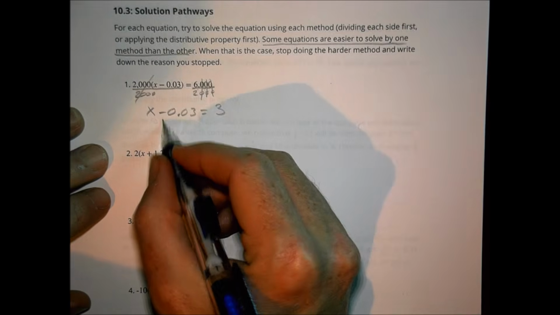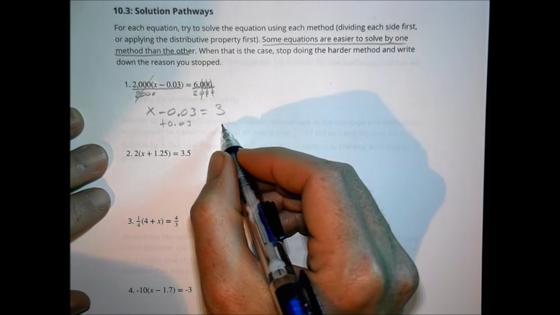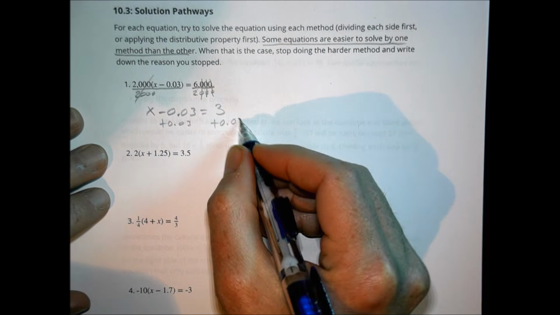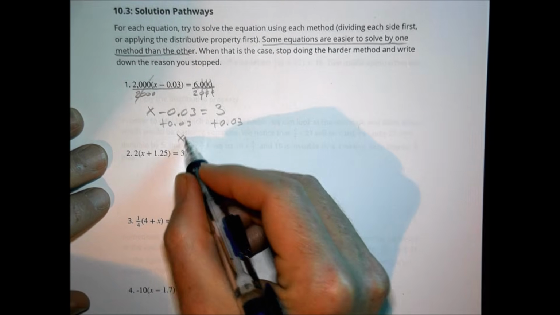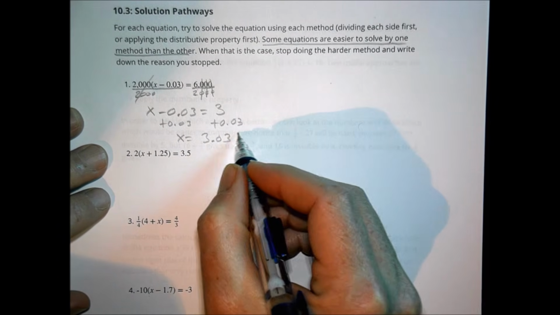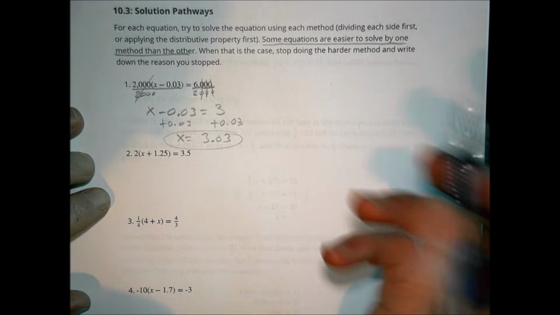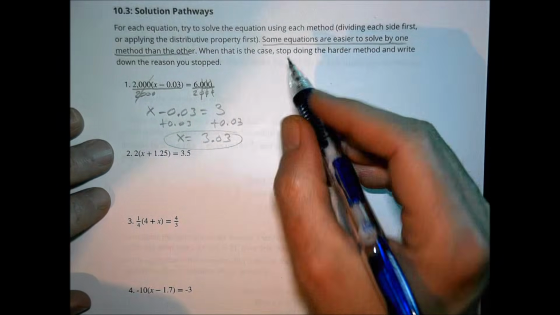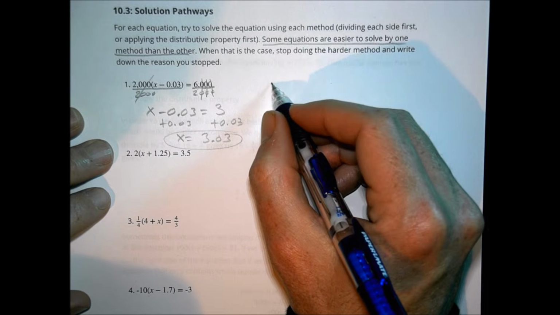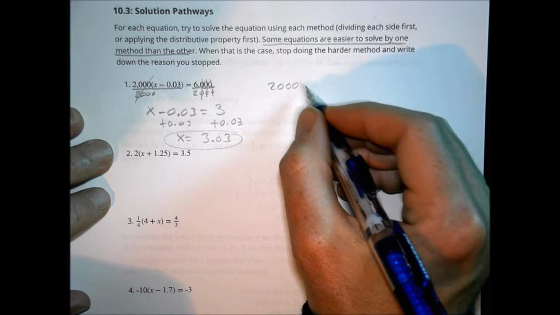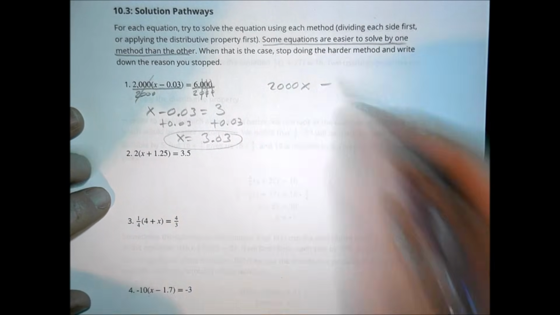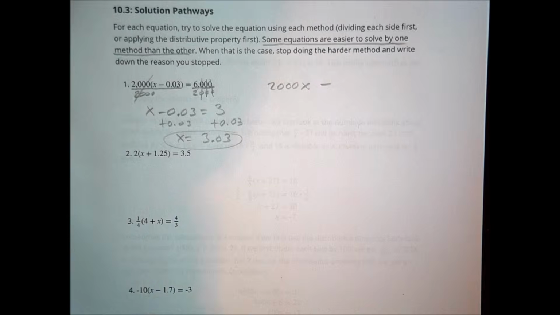So now I can add 0.03 to both sides, and so x equals 3.03, all right? That's not too bad there. Could I have done it the other way? Sure, and that's what the activity wants you to do today, which is to multiply that out. So you'd end up with 2000x minus 2 times 0.3. Well, again, that's going to be a little bit more work there.